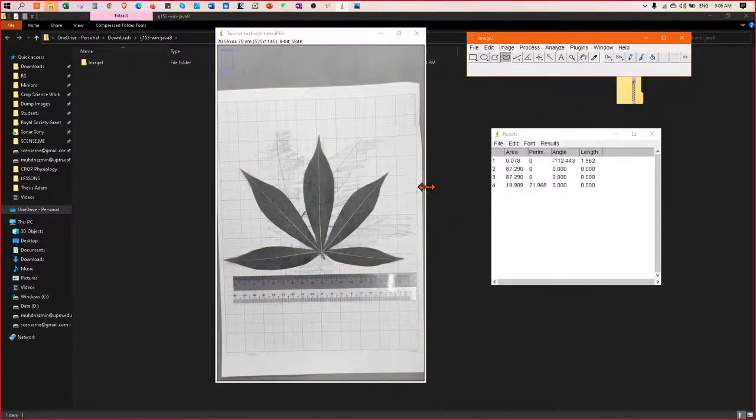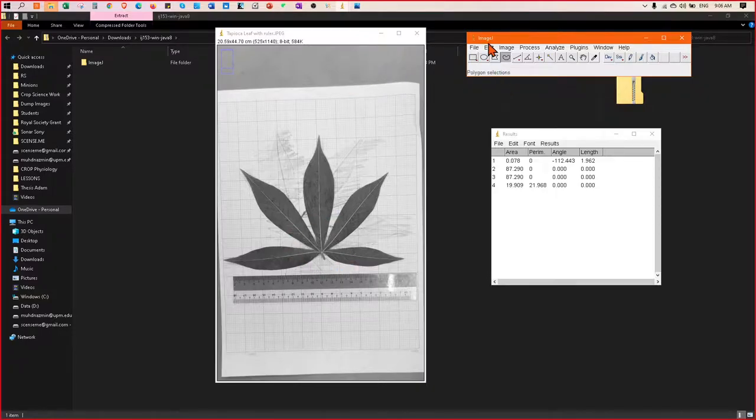Now it has become black and white, right? Okay. Now we need to remove this unwanted stuff surrounding the leaf because we are only interested in the leaf. So with this threshold technique, minimize the irrelevant items as much as possible, just your subject.